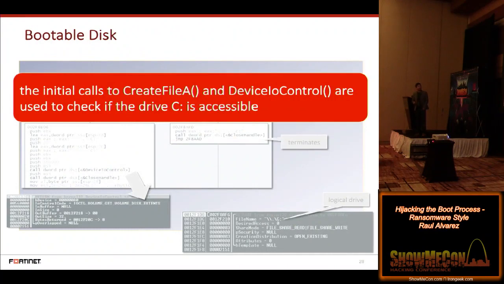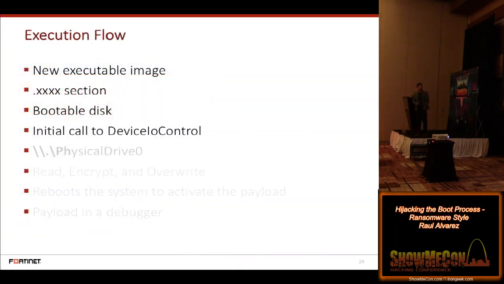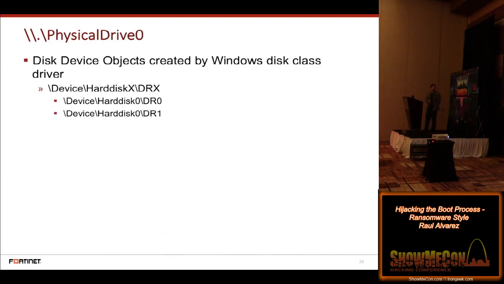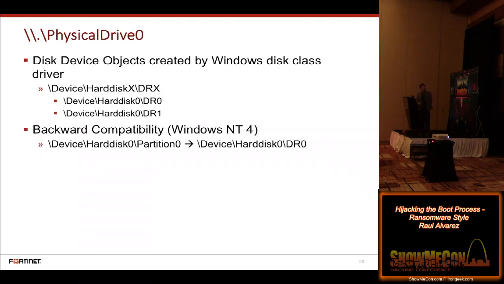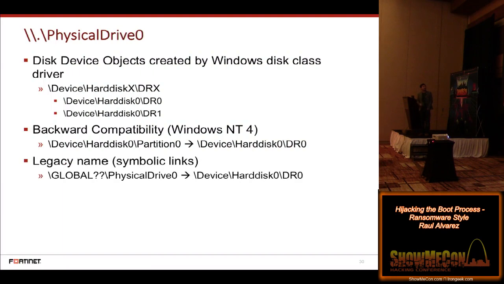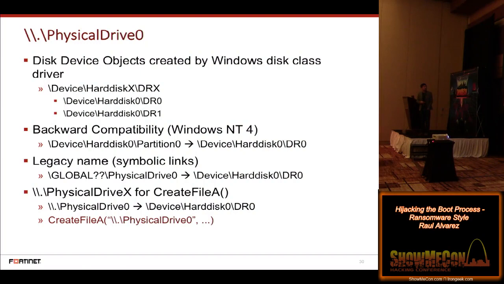If it is accessible, it will now go to the next stage, which is trying to overwrite your physical drive. Physical drive 0, for backward compatibility, is also called hard disk 0, drive 0, hard disk 0, drive 1, DR1. For NT4, it uses that name, hard disk DR0, partition 0, and so forth. Because you might have different tools to access your hard drive, these are those legacy names. And nowadays, you can see this as physical drive 0.